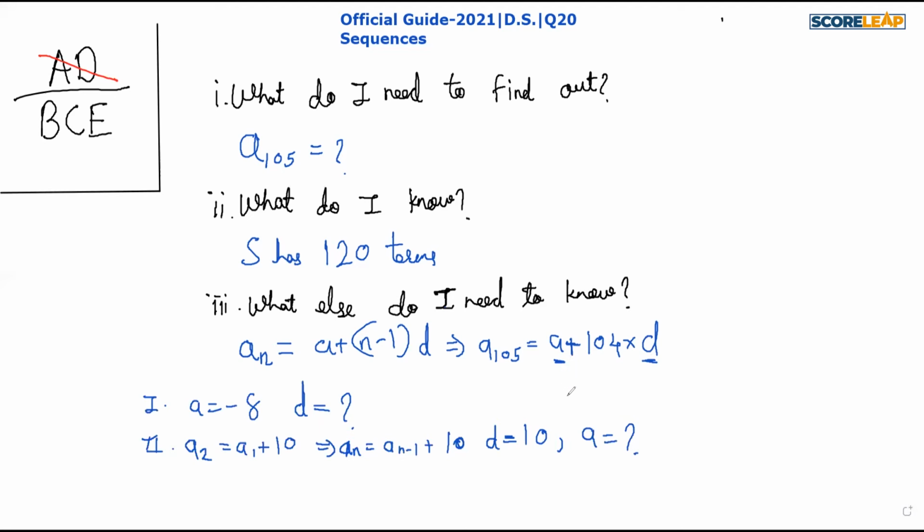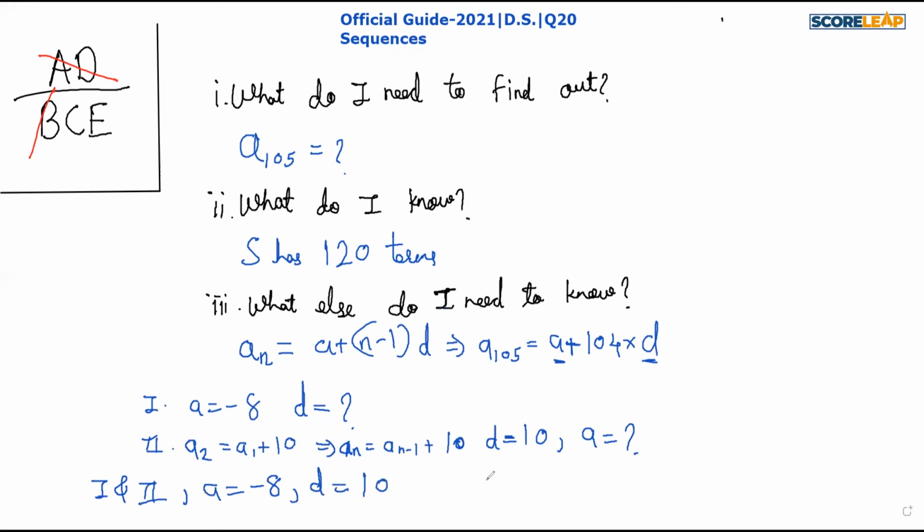If the first term were also given in statement 2, we would be able to figure out our 105th term. Okay, statement 2 is also not sufficient. Whenever both statements are not sufficient individually, we have to club them. So clubbing statement 1 and statement 2, we get a equals minus 8 and d equals 10.